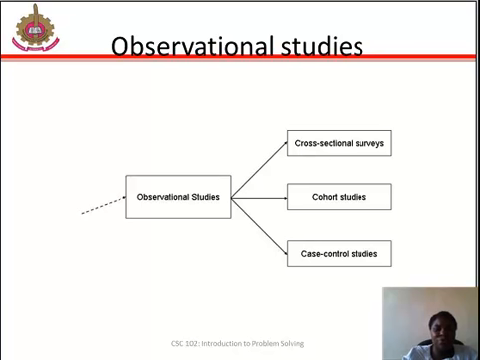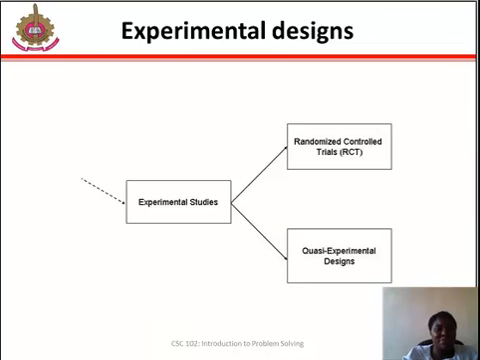They include people with a disease of interest and a suitable control group of people unaffected by the disease or outcome variable. Moving to experimental designs, it can be divided into randomized control trials, that is the RCT, and the quasi-experimental design.